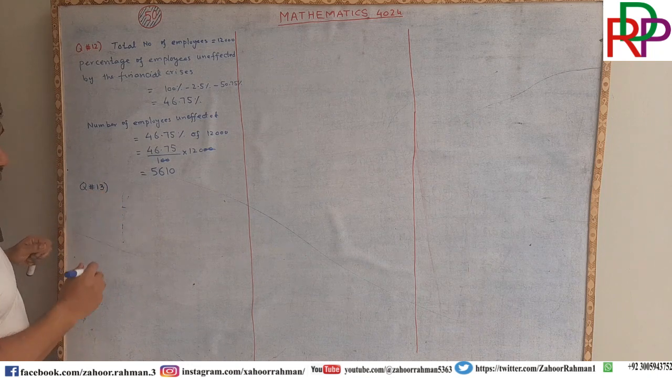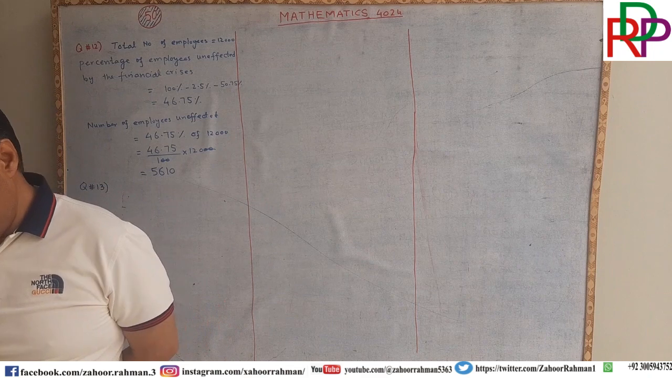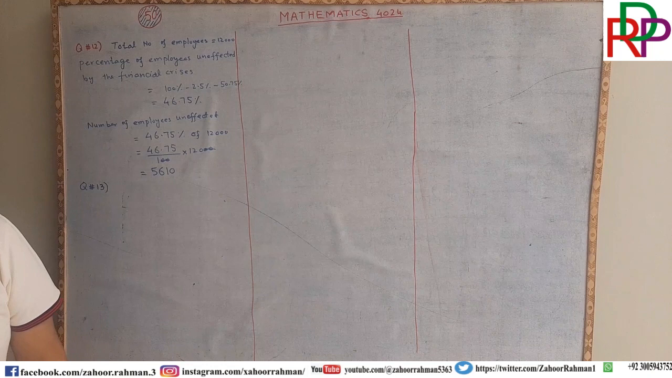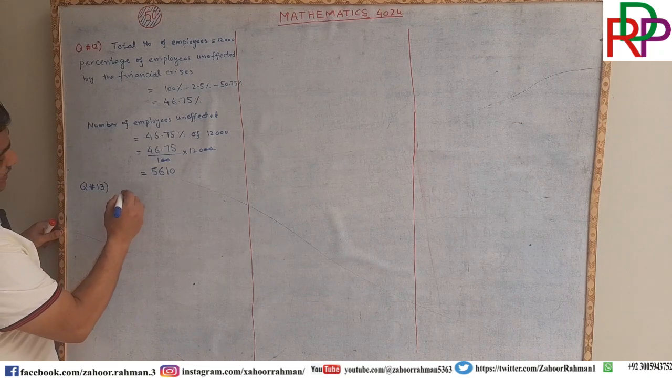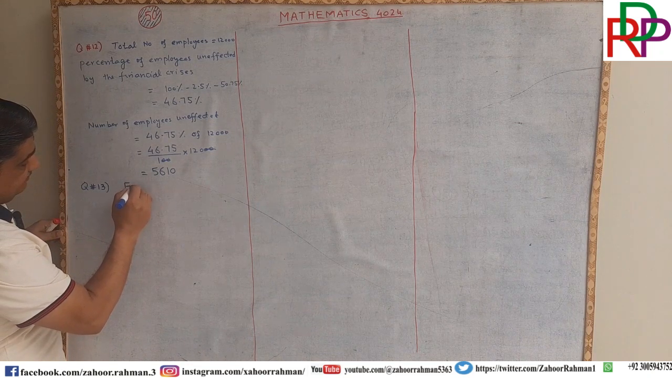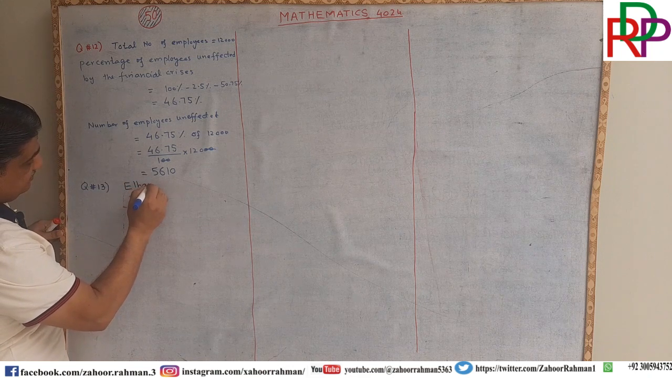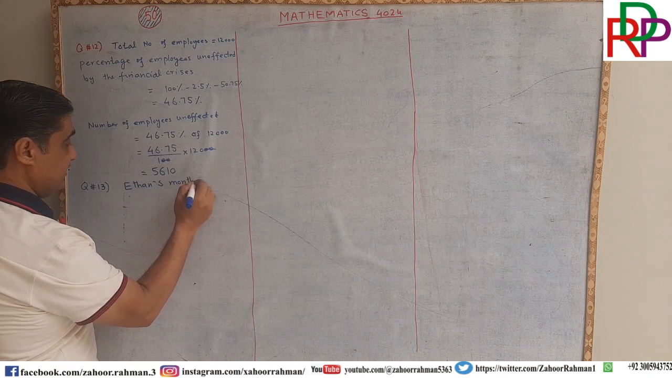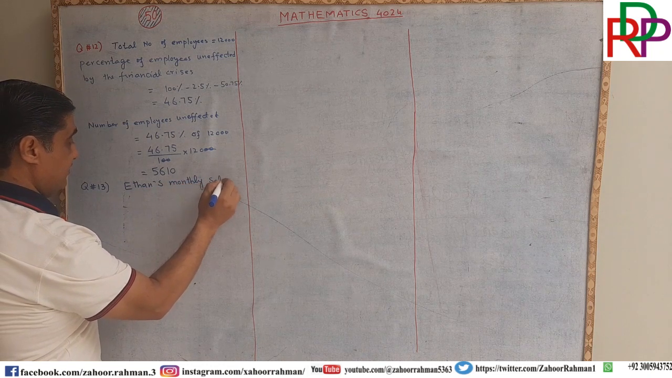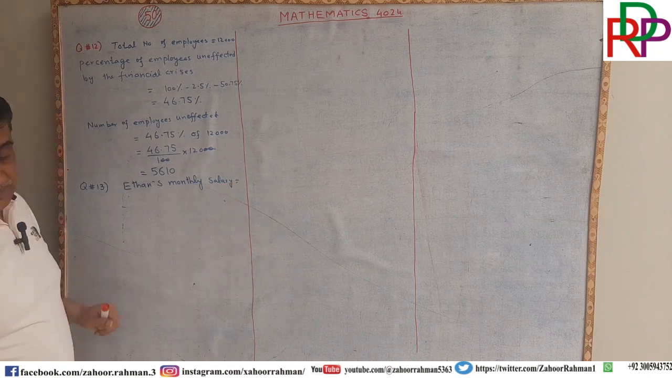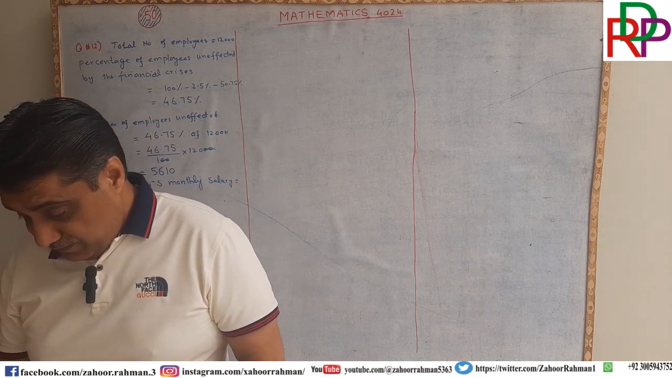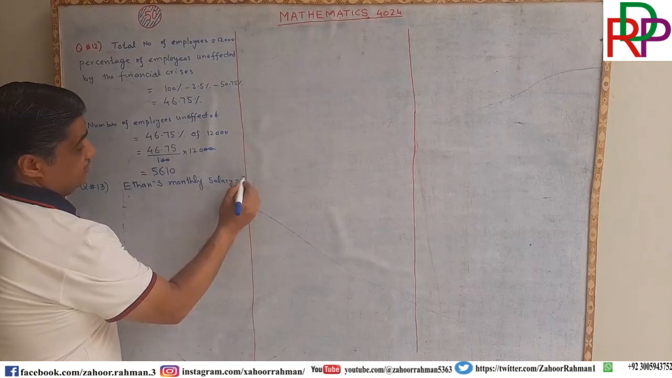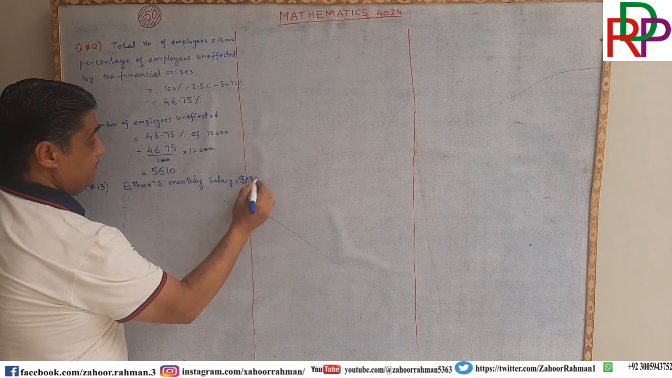We are now going to do question number 13. Question number 13 is saying Ethan's monthly salary is $1,850. Ethan's monthly salary is equal to what? $1,850. Yes, it is dollar 1850.